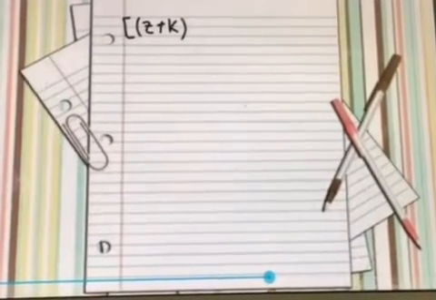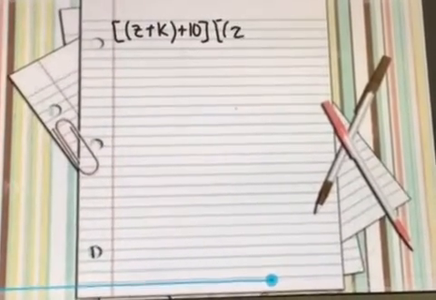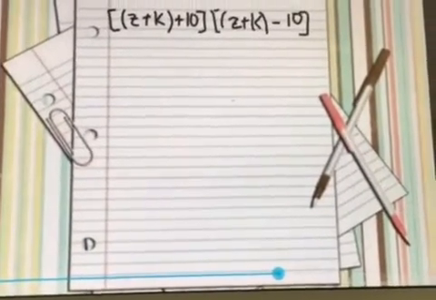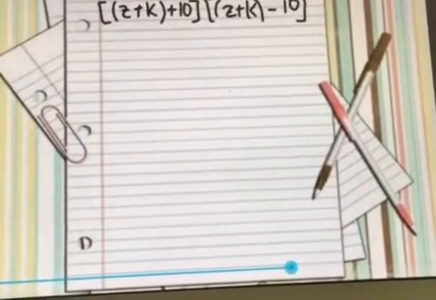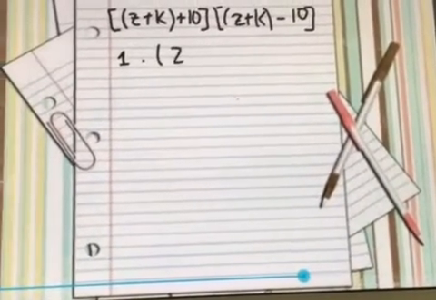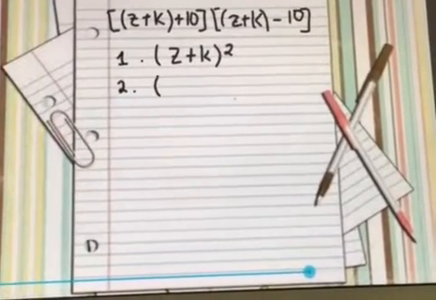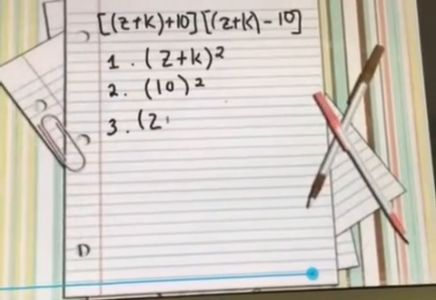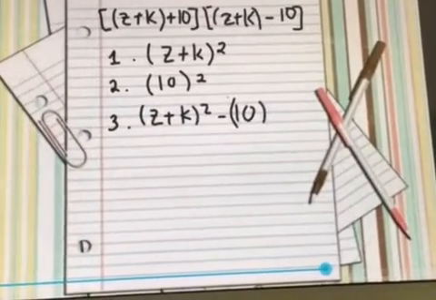For our challenging question, we write it as quantity z plus k plus 10 and quantity z plus k minus 10. To solve for this problem using SDTT, we follow the following steps. First, square the first term. It then becomes quantity z plus k squared. Second, square the second term. It then becomes quantity 10 squared. Third, take their difference. It then becomes quantity z plus k squared minus quantity 10 squared.